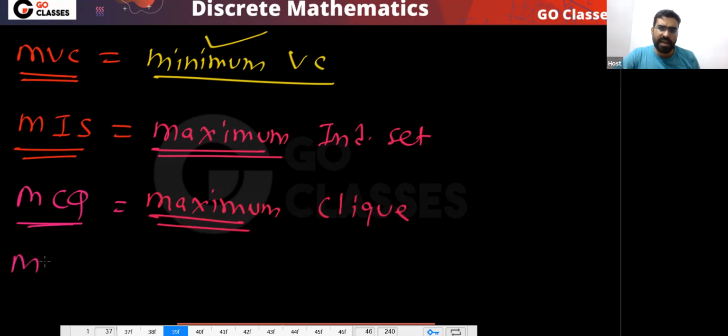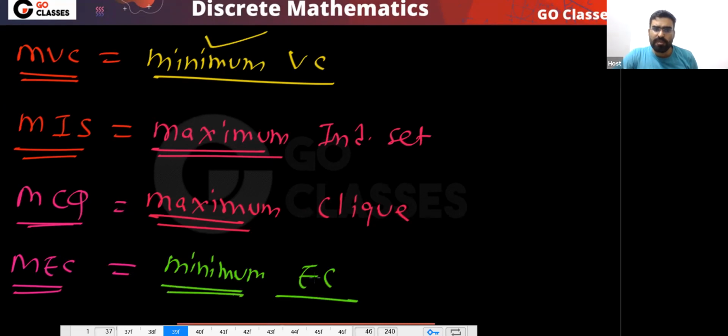And tell me, if I write MEC, what will it mean, minimum or maximum? This will mean minimum, because when you study edge cover, you want minimum. When you study vertex cover, you want minimum. When you study independent set, you want maximum. And when you study clique, you want maximum. Is this clear to everyone?